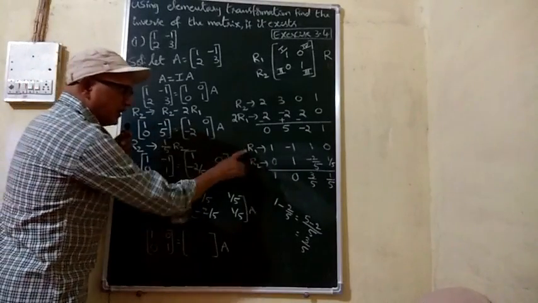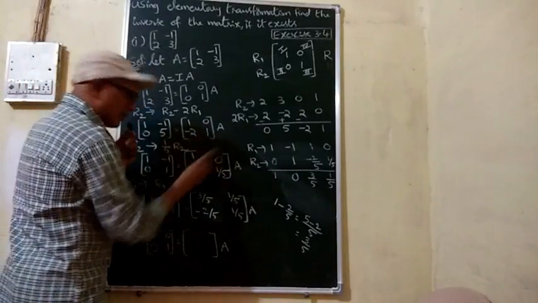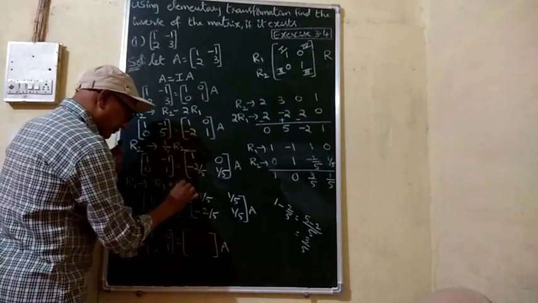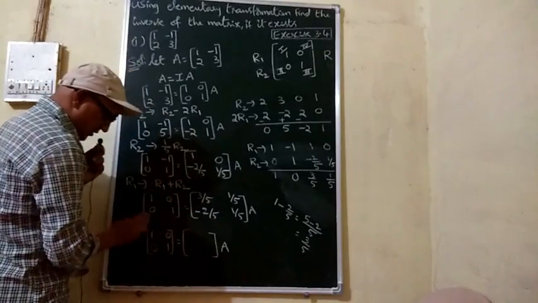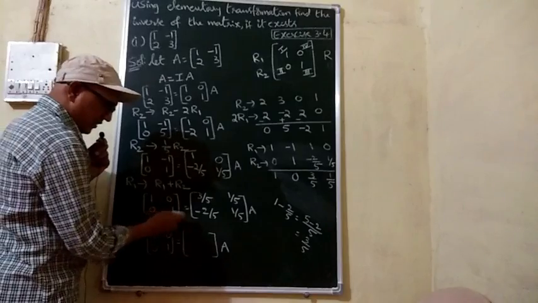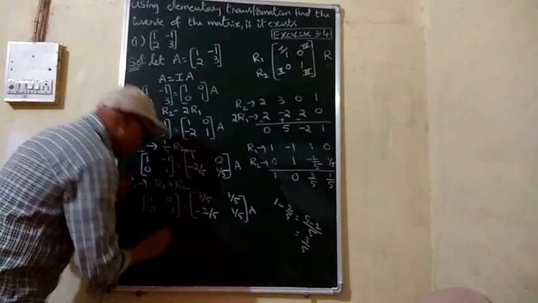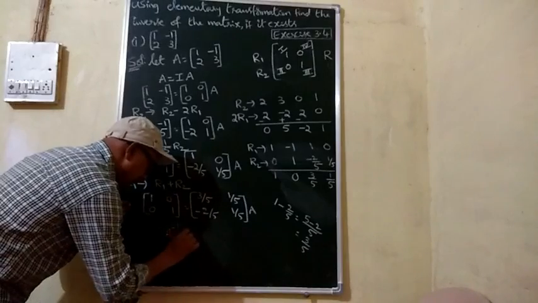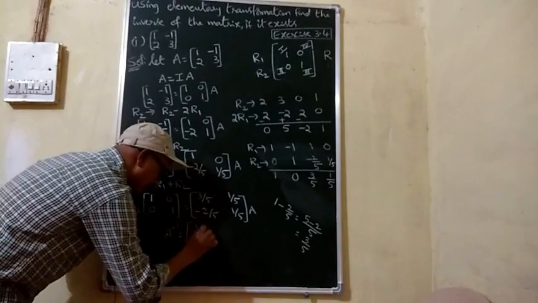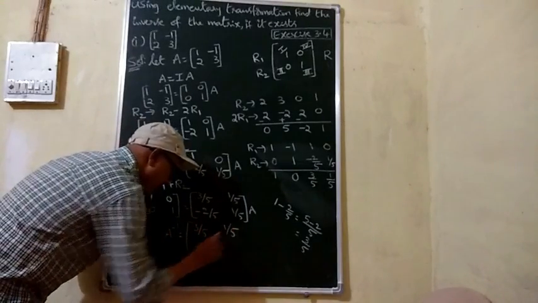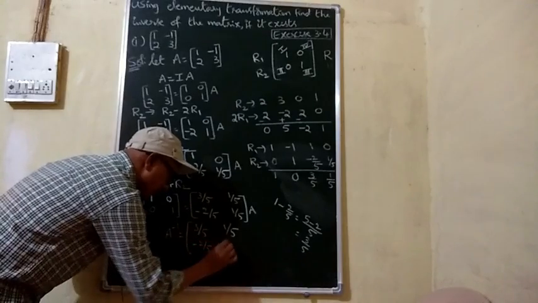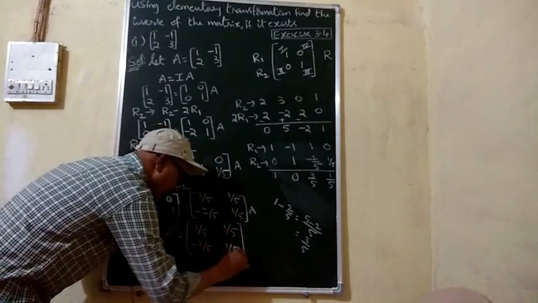So which operation did we do? R1, we are changing R1 plus R2. Got the same thing, 1, 0, 0, 1. Whatever we get here, that is our answer, I told. Therefore, A inverse equals 3 by 5, 1 by 5, minus 2 by 5, 1 by 5.